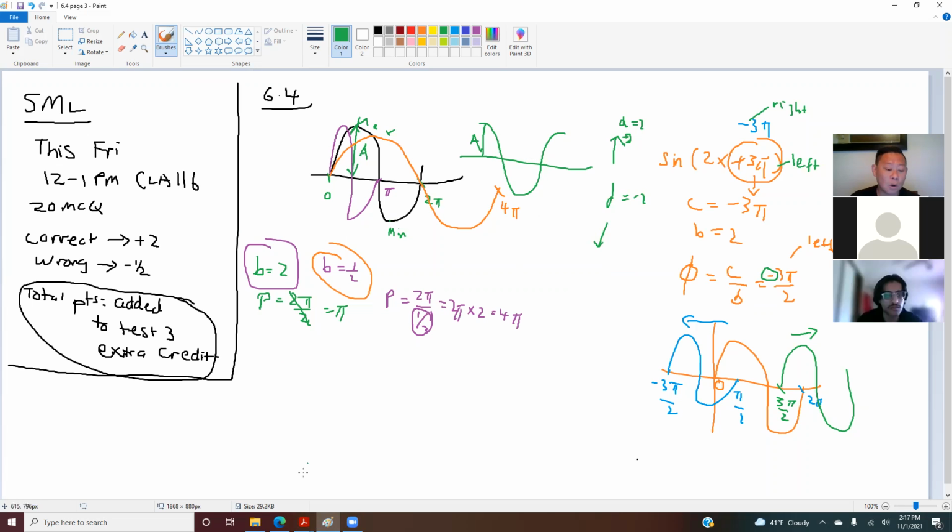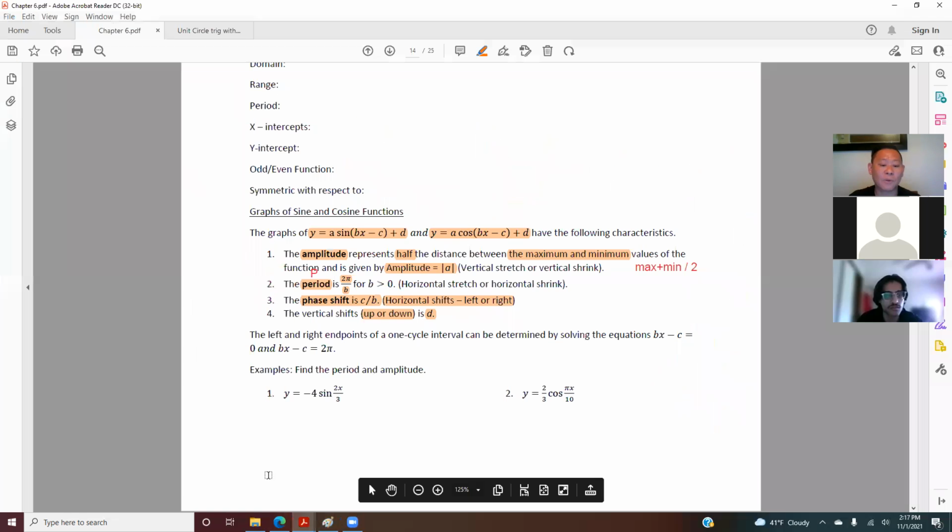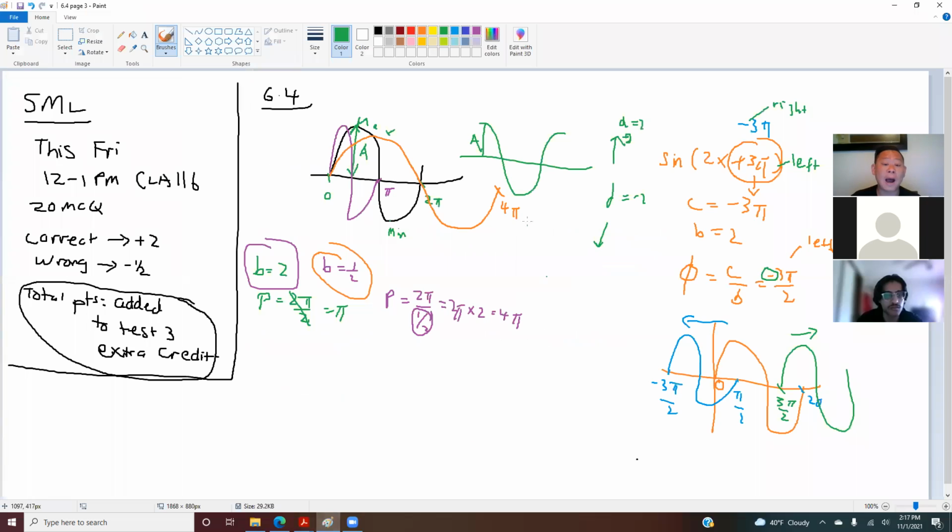So this is the transformation that we have. Instead of doing all this left, right, up, down, and so on, this is the way that we always do it in this class. We don't do up, down, left, right. You have to figure out the start point and the end point of the equation. So what I do here is I take bx minus c equals 0. That is the value inside here. And then we take bx minus c equals 2 pi. The reason I make it 0 and 2 pi is because both sine and cosine start from 0 and end at 2 pi.